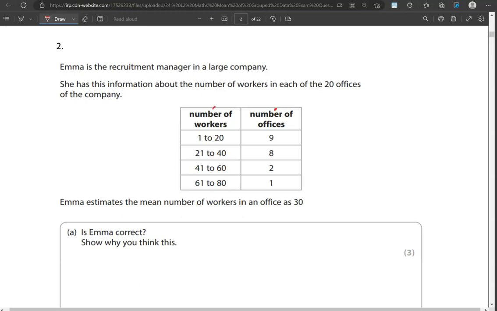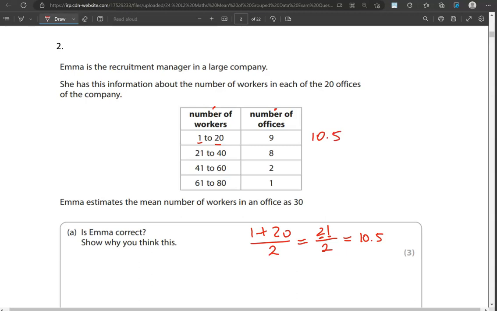So 1 to 20, how do we find the midpoint of that? We could put the numbers from 1 to 20 and cross out both sides to find the midpoint, but that would be a bit long. So what we can do is add 1 and 20 and divide by 2 to find the midpoint. 1 and 20, that is 21, divided by 2, that gives us 10.5. Half of 20 is 10 and half of 1 is 0.5, so 10.5. So we'll put 10.5 here.